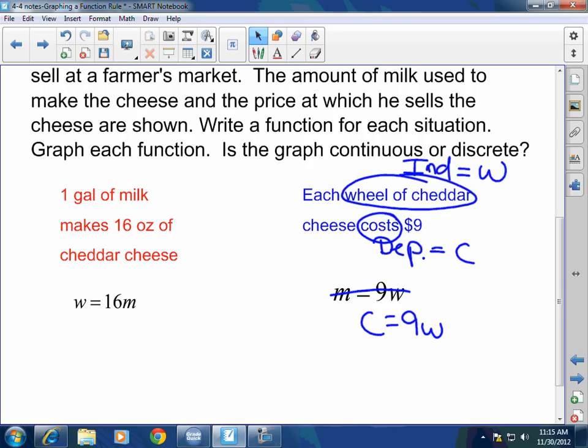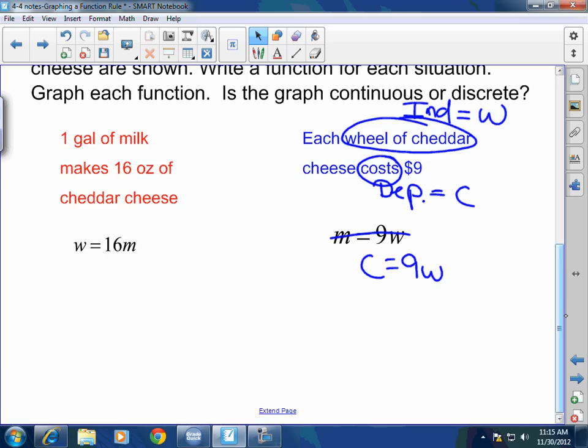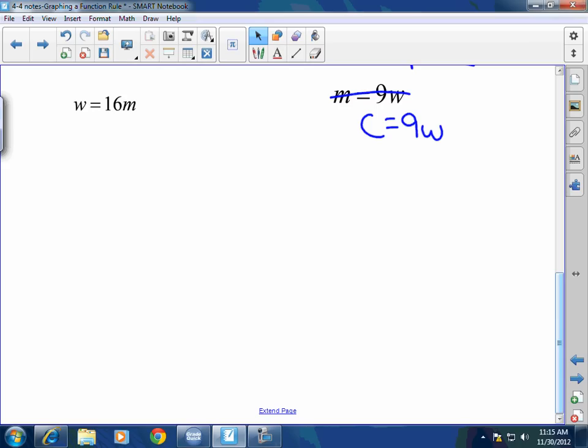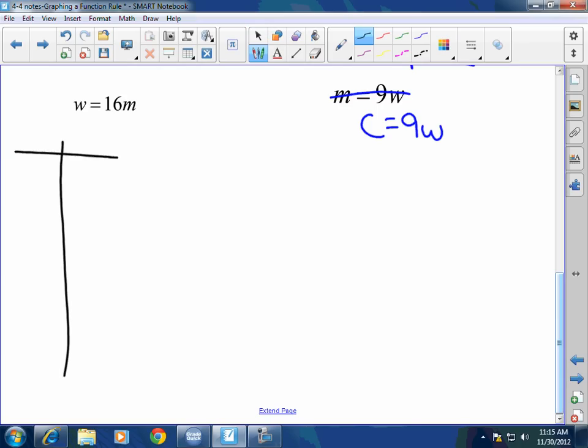Remember that, guys. There's always a dependent and there's always an independent. Now, let's graph these and let me show you which is discrete and which is continuous and why. Let's make a little table here. M is independent, W is dependent. If I have 0 gallons of milk, I make 0 wheels of cheese.